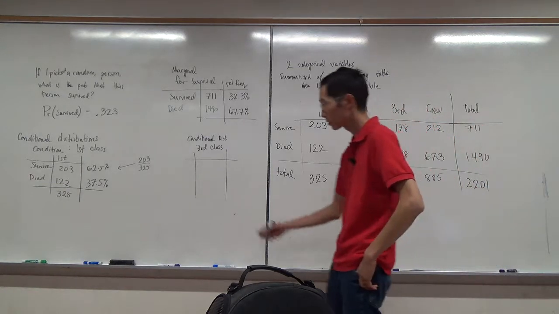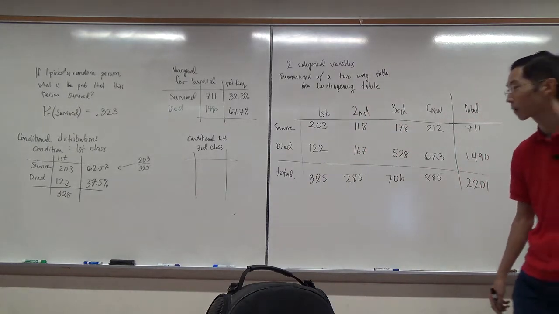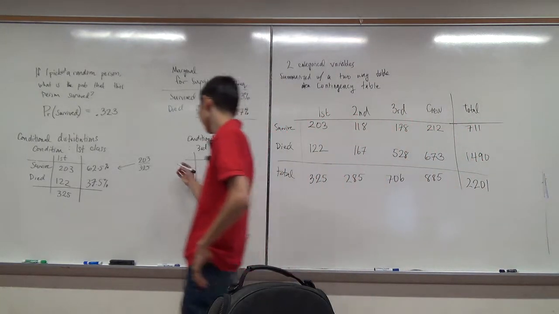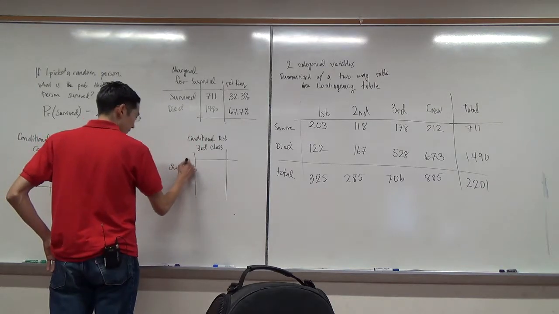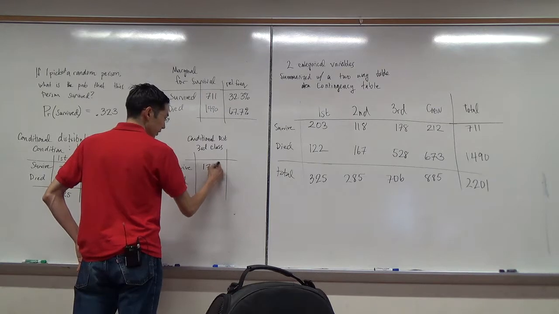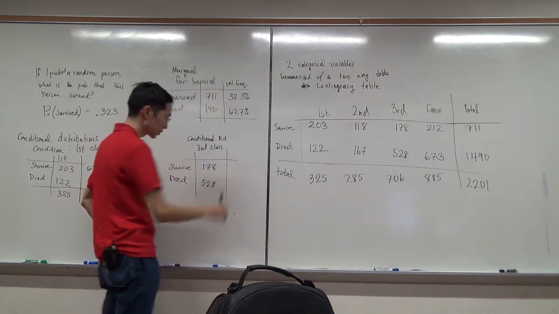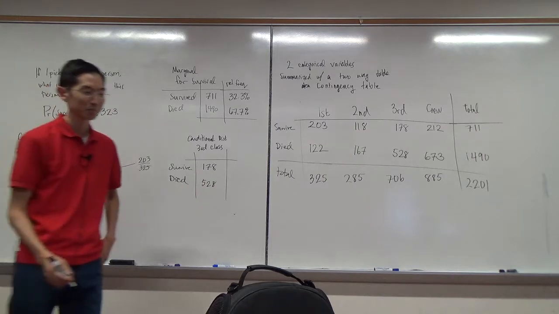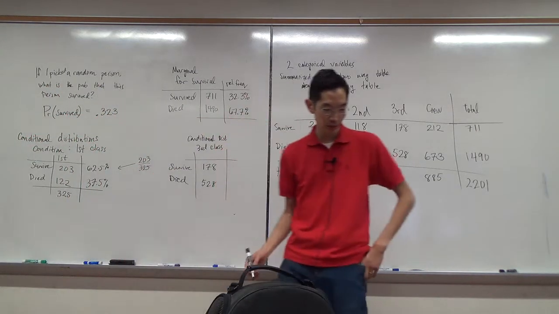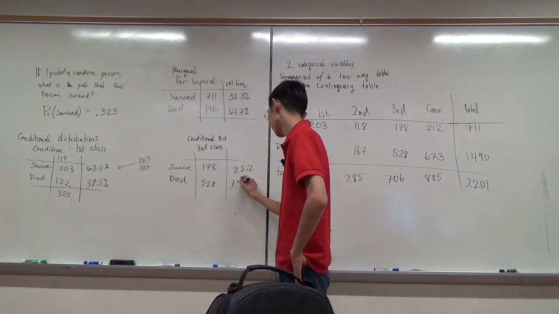All right, so what do we have? The condition for third class: over here I would write survived versus died. 178, these are the counts, 528, and the percentages are 25.2 and 74.8, great.